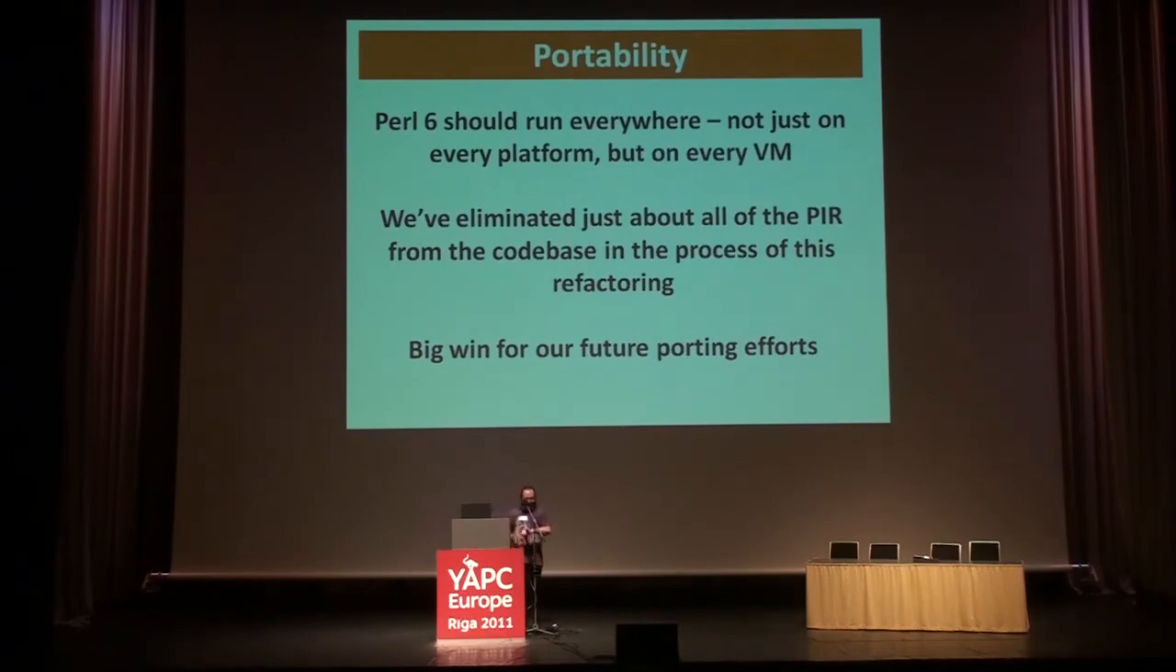One of the other things that we've done in the course of the refactor is that we now have pretty much everything in the compiler written in either NQP or full-blown Perl 6. We don't actually have any Parrot intermediate representation code in the Rakudo repository anymore. I don't think we have a single .pir file. By doing this, we've made it so that we're going to be able to port Rakudo in a lot easier way. So we've managed to rewrite into a high-level language, but make it faster at the same time, which is a nice achievement.